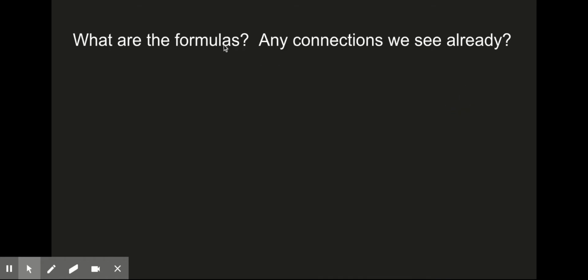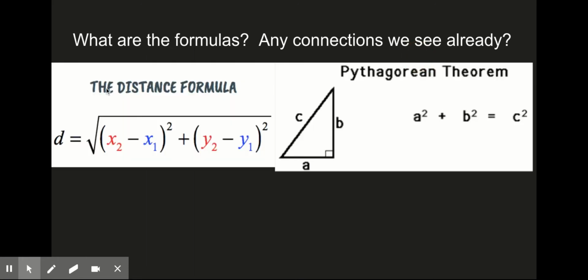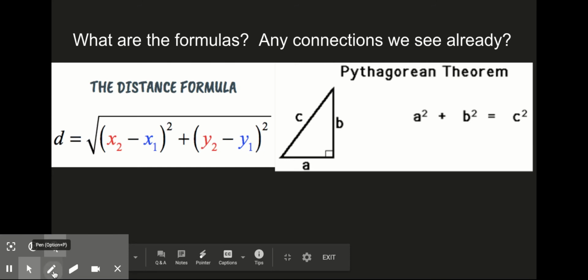So let's think, what are the formulas and can we make any connections? Here's the distance formula. Here's what we learned yesterday, the Pythagorean theorem. Distance equals the square root of (x2 minus x1) squared plus (y2 minus y1) squared. Here we have a squared plus b squared equals c squared. So typically when we do this, somebody will say, well, I'm seeing the second power. We're squaring things over here and over here. Oh, yeah, that's pretty interesting.